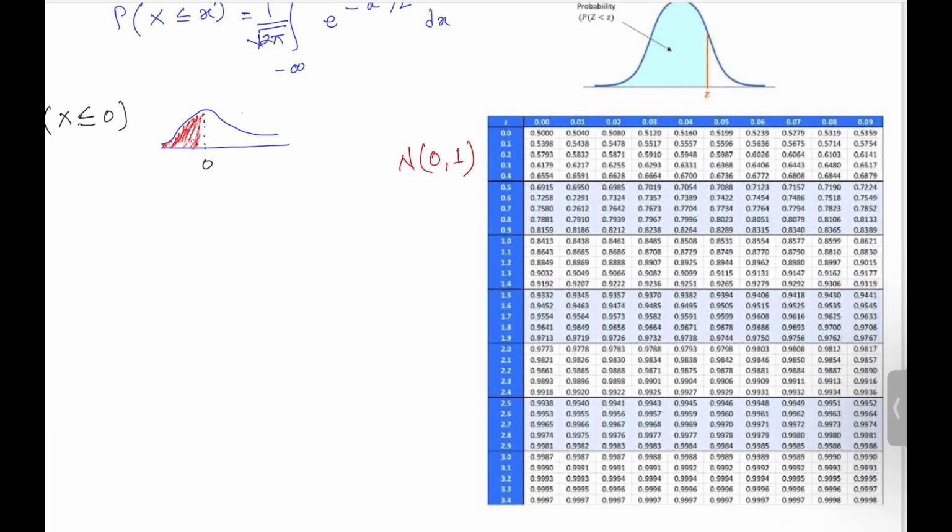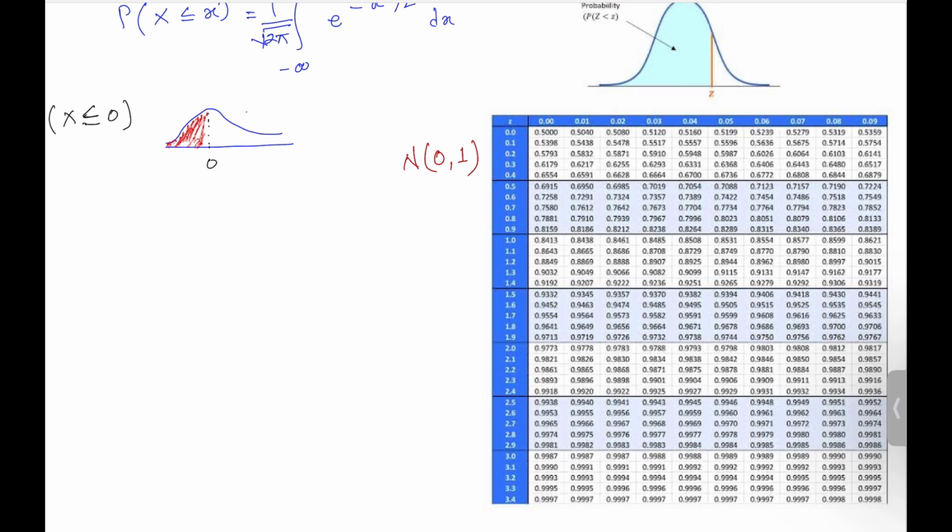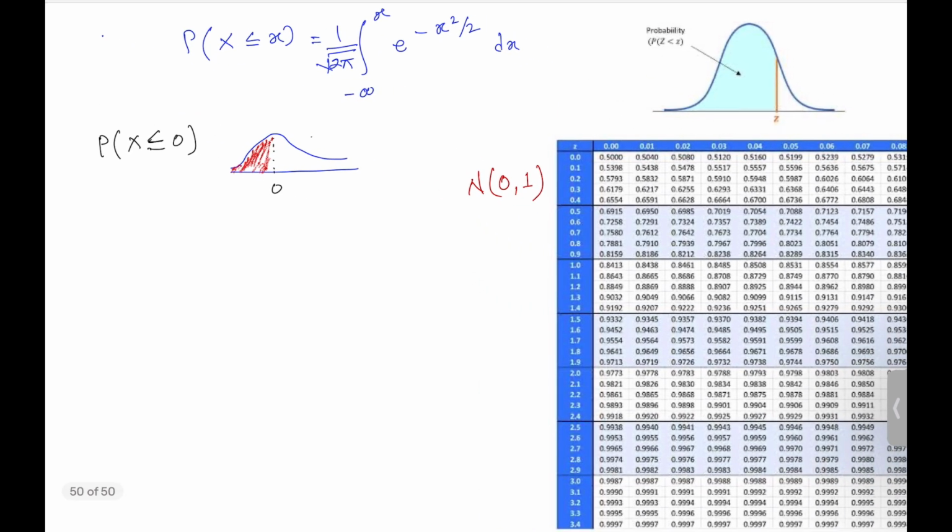So basically this table is of the CDF, the cumulative distribution function. So you can write the definition of the cumulative distribution function. It is nothing but the probability that random variable X takes the value less than or equal to little x.